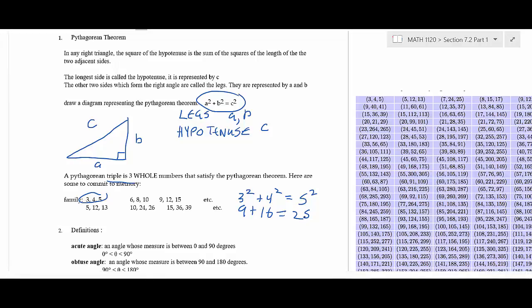And I'm just giving you some of these. That's one right there. That's a common one. And then I'm getting these things by just multiplying. So if I double every number, I get 6, 8, 10. And if you did 6 squared plus 8 squared, you would get 10 squared, and so forth. So that's kind of the basic Pythagorean triple, and those are families. Then we got 5, 12, 13. So if you did 5 squared plus 12 squared, that would be the same thing as 13 squared. Does that make sense? Okay?